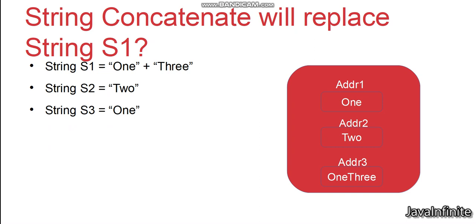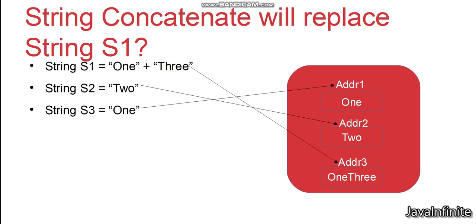Here we have concatenated the string s1, 1 plus 3, while the other two strings remain the same. In this case, in the string pool the value of 1 will never get replaced. This concatenated string will be populated in the string pool as a new value. So here we have another value 1 3 with the address 3. Now s1, since it was pointing to address 1 before, now has the new string 1 3 with the new address. s1 will point to the address 3 and s2 will point to the address 2, whereas s3 with the value 1 will still point to the address 1.